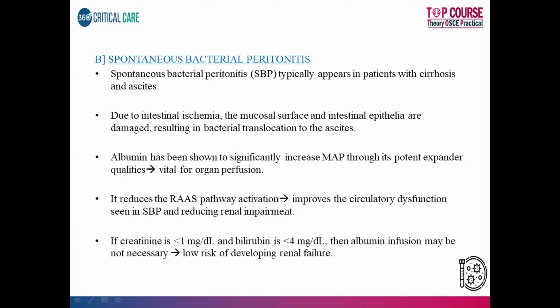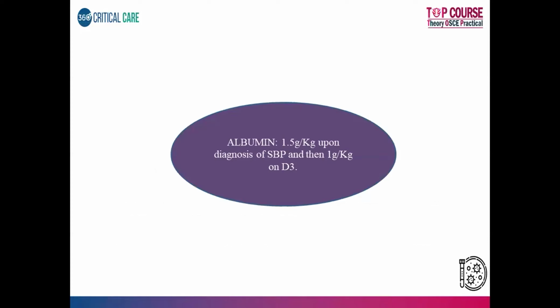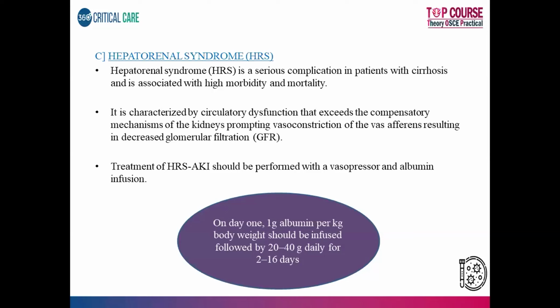It improves the circulatory dysfunction which is seen in SBP, and it reduces the renal impairment. But if your creatinine is less than 1 and your bilirubin is less than 4, then you need not give albumin infusion because these patients have a low risk of developing renal failure. So what is the dose of albumin for SBP? It is 1.5 gram per kg upon diagnosis of SBP and then 1 gram per kg on day 3. So you should know the different doses of albumin in different scenarios of CLD.